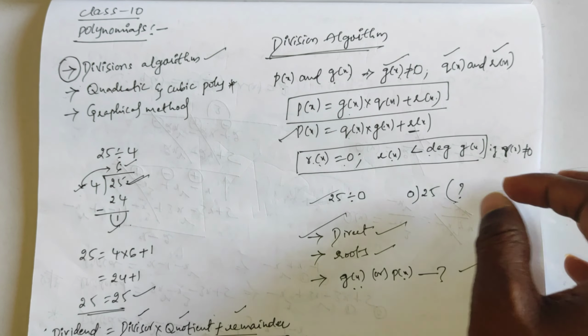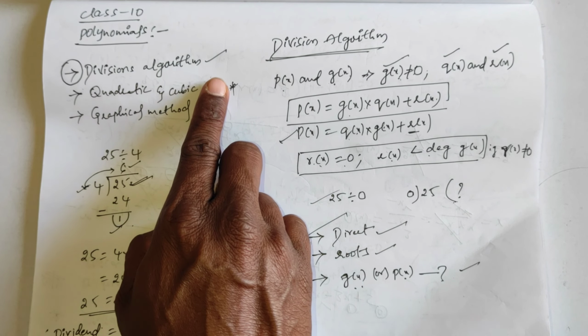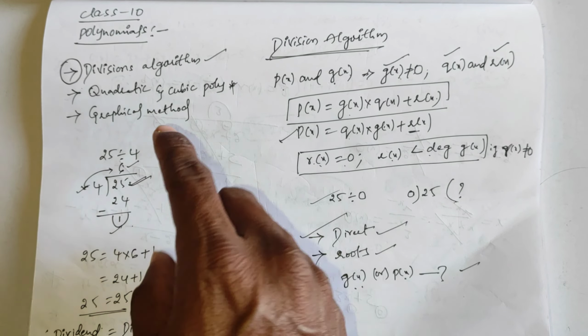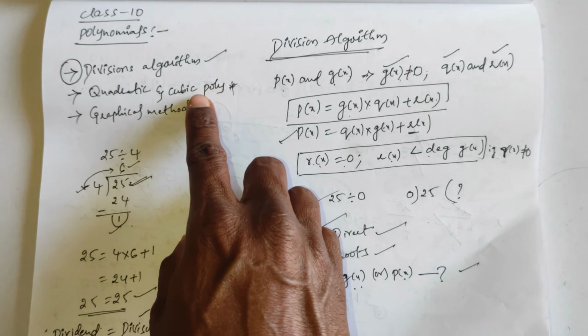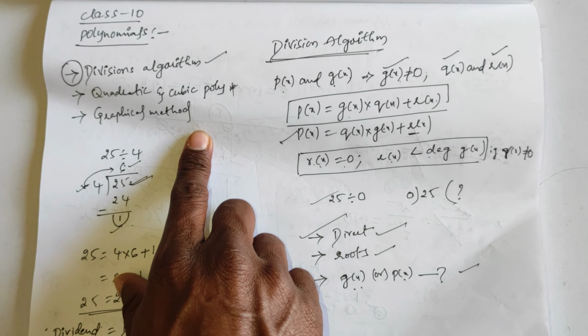In the previous class we discussed polynomials, right? In that we covered the division algorithm and quadratic polynomial. If you missed those classes, I have given the link in the description, you can check that. Today we are going to discuss our remaining topics, cubic polynomial and graphical method.